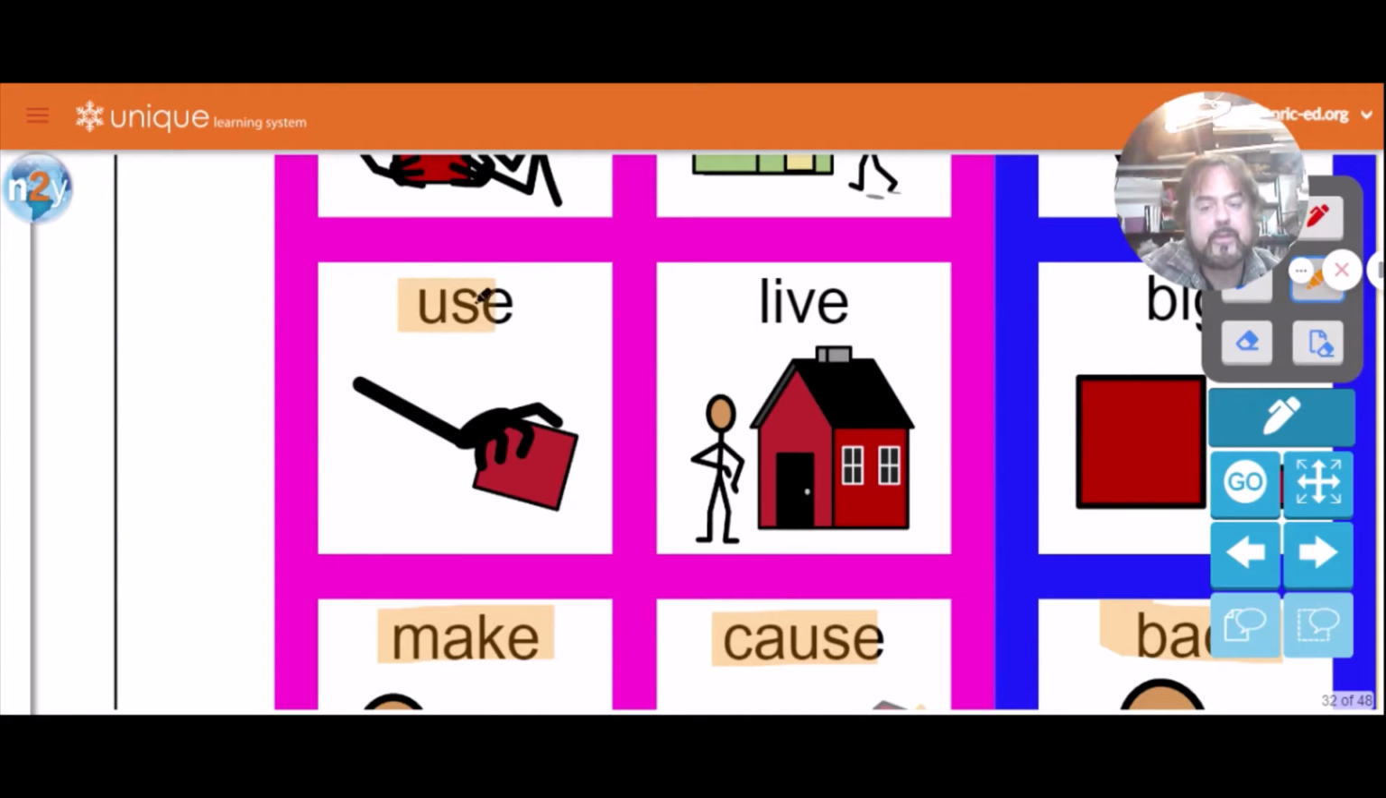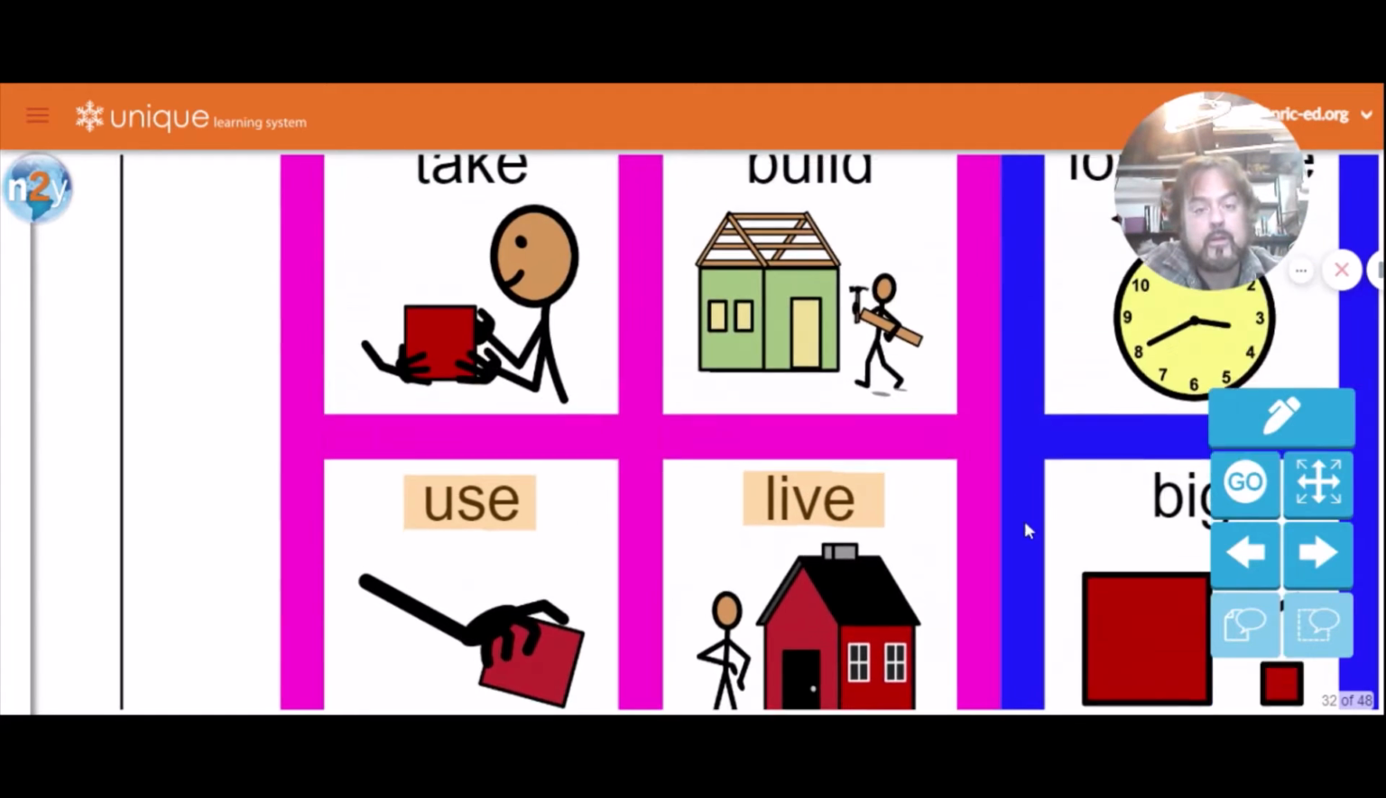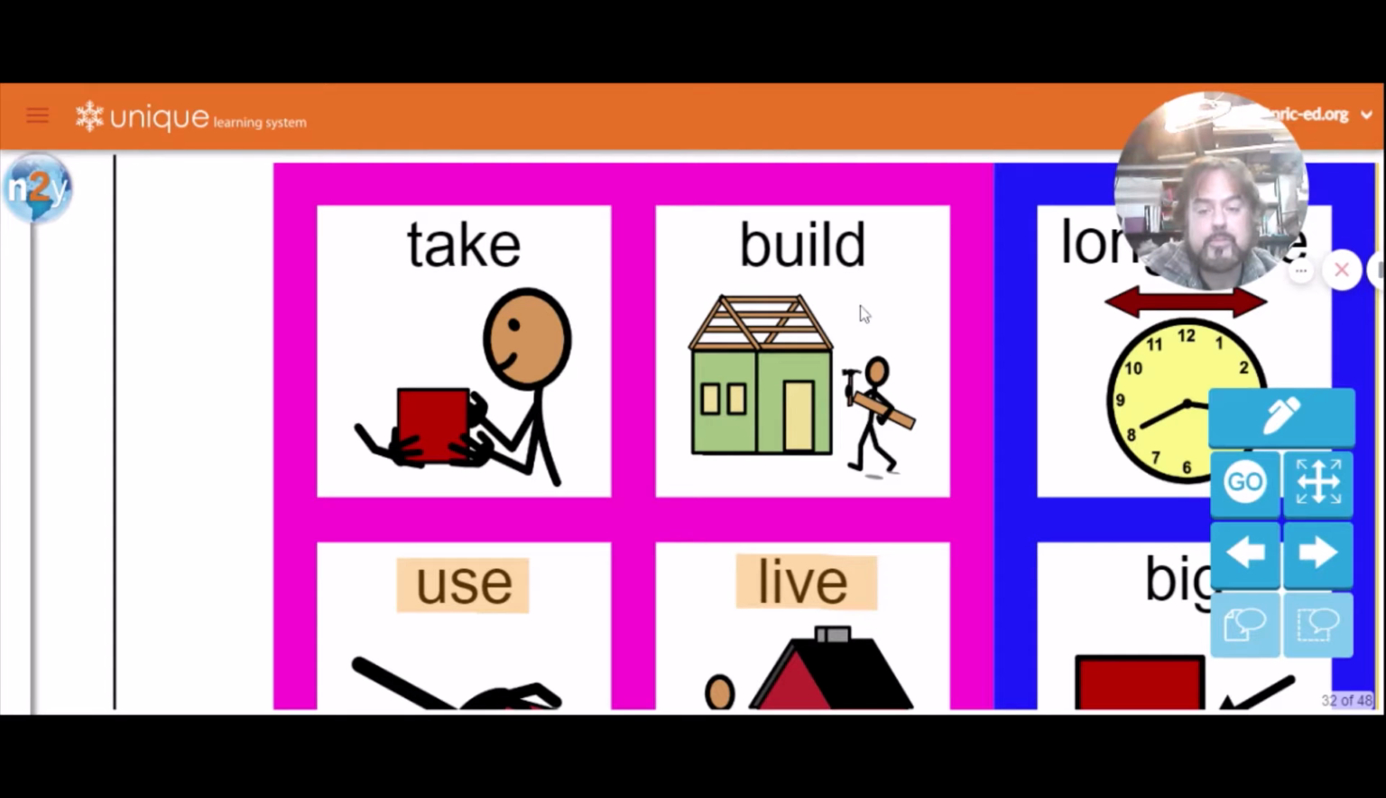Use, like when you use something, like we use aluminum cans and plastic bottles, but we should recycle those so they can be used again. This hand is using this block here. Live, where you live. Okay, and of course build. Take. When we take something away from the environment, like a tree, we should put it back.